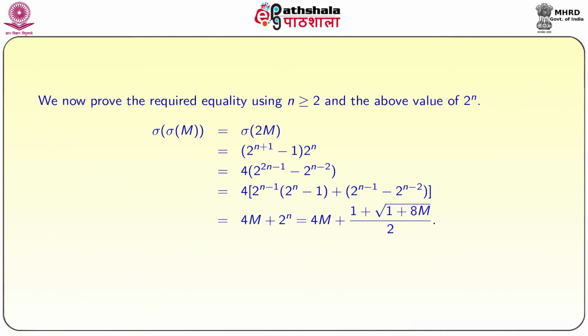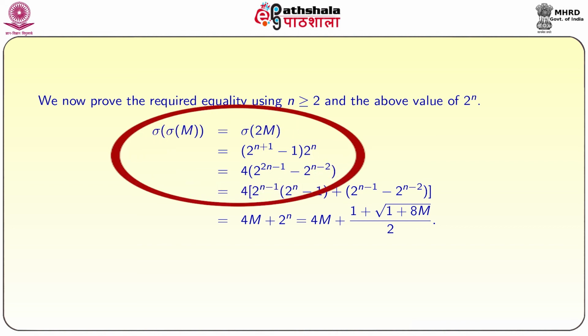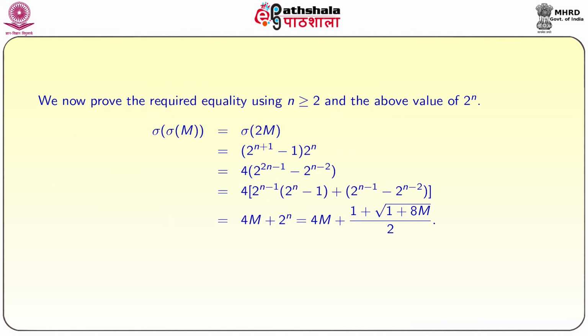We now prove the required equality using the fact that n is greater than or equal to 2 and the above value of 2^n. Sigma of m is equal to sigma of 2m, which is equal to (2^(n+1) - 1) times 2^n. We can rewrite this as 4 times (2^(2n-1) - 2^(n-1)) minus 2^n, which can be further simplified. This becomes 4m plus 2^n, and from the previous slide we can collect the value of 2^n. So, 4m plus (1 + square root of (1 + 8m))/2.